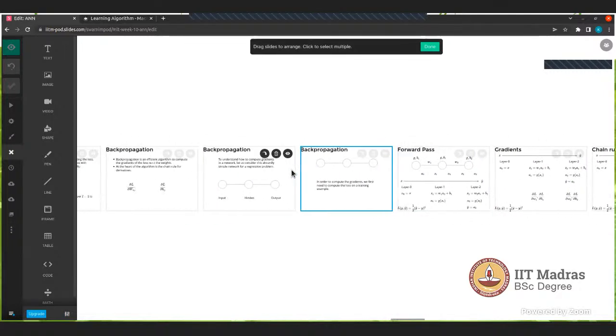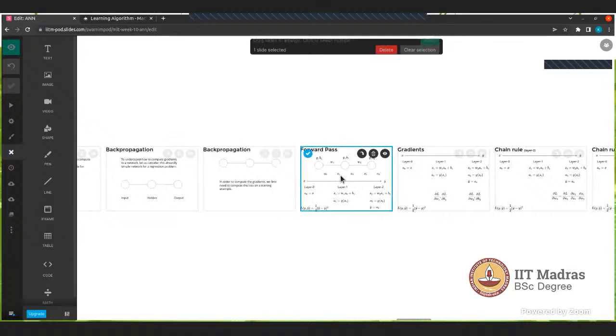I hope we won't be asked to update weights and all by hand, right? I think it is going to be too tough for neural networks.